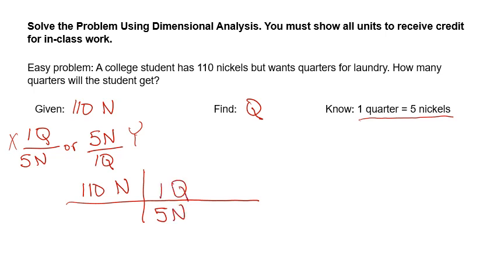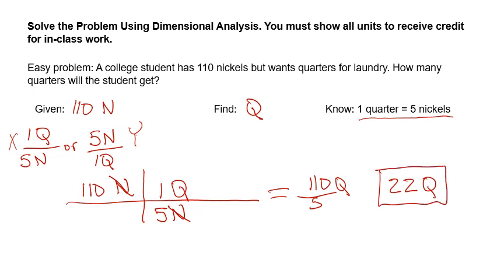So we multiply 110 by 1, and we get 110 over 5. And our nickels have canceled out. So we have 110 divided by 5 quarters, and that is 22 quarters. And there's your answer. Okay, so what we've done here is we've used the units in order to cancel things out. We've turned our known into conversion factors. Let's do another one.